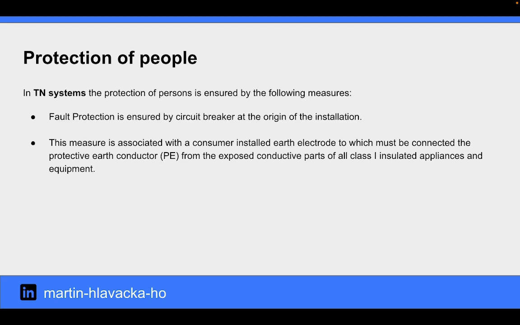In TN systems, fault protection is ensured by the following measures. Fault protection is ensured by the circuit breaker at the origin of the installation. This measure is associated with a consumer-installed earth electrode which must be connected to the protective earth conductor from the exposed conductive parts of all Class 1 insulated appliances and equipment.